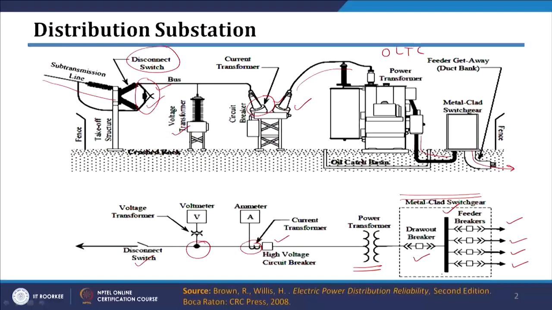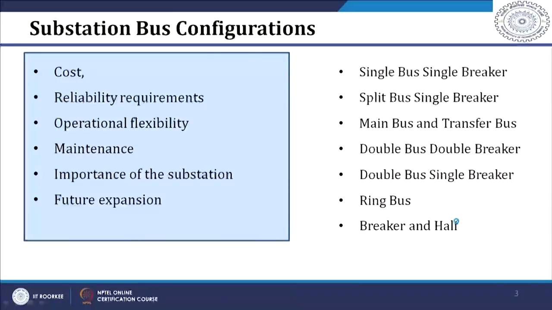So you can see that in this case, whenever you want to do some kind of maintenance on this particular bus, or if there is a fault on this particular bus, or if there is any fault on any of the breakers, then you need to shut down the whole substation. Okay, this is the drawback of this. So the reliability of this kind of single breaker and single bus bar arrangement will be very low. Okay, so that's why people choose different kinds of arrangements for substation bus configuration.